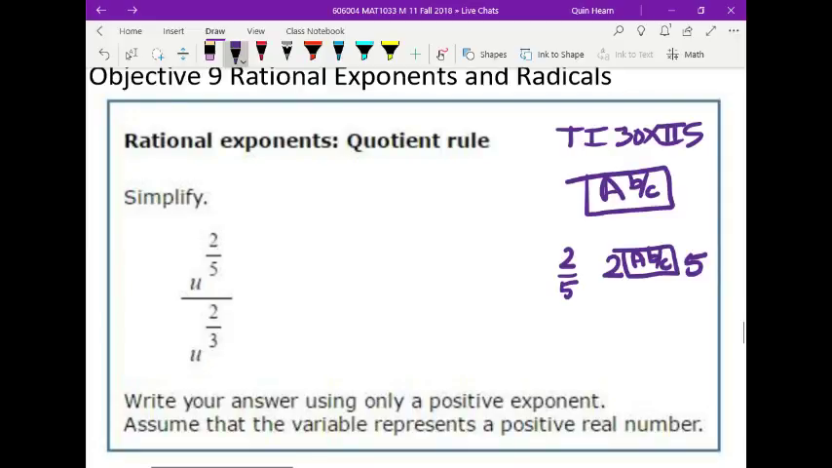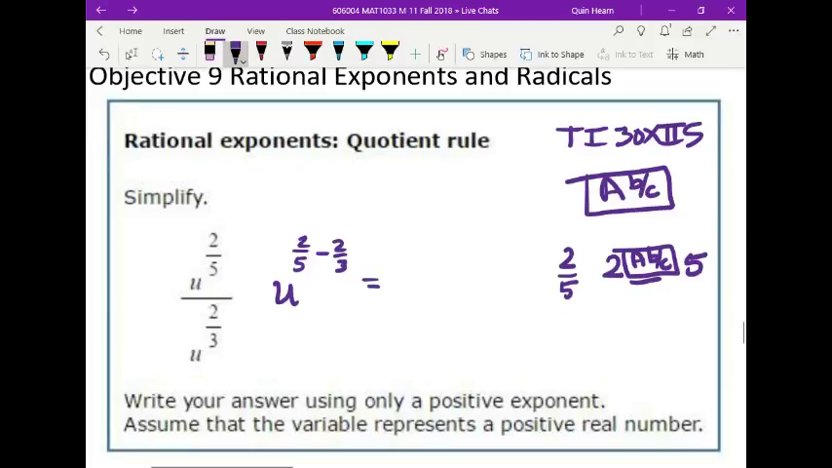Okay, so hopefully you started at home. And so what do we need to do? When you divide like bases, you can subtract the exponents, right? So that's going to be u to the 2/5 minus 2/3. Now I'm going to work this out by hand, but again, you can use the AB over C key to make fraction bars, so you can perform this subtraction on your TI-30 X2S calculator as well.